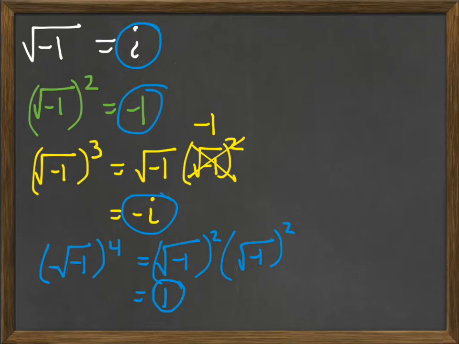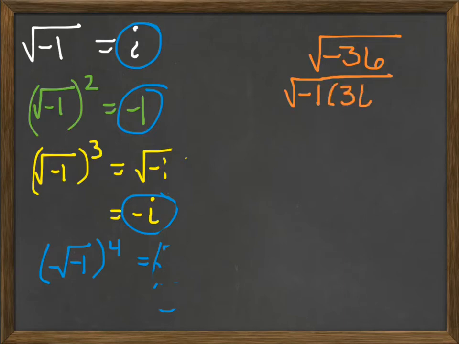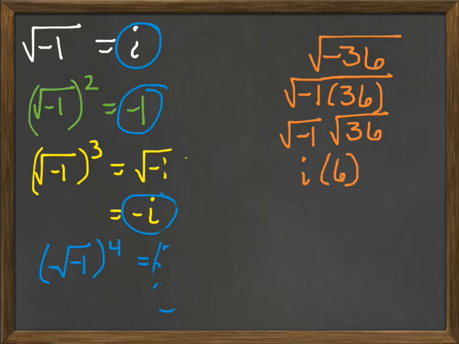We will use this to help answer questions like the square root of -36. Let me give myself some room to work. This is the same thing as the square root of -1 times a +36. So the square root of -1 times the square root of 36. The square root of -1 is i. The square root of 36 is 6. So i times 6 is best written as 6i.